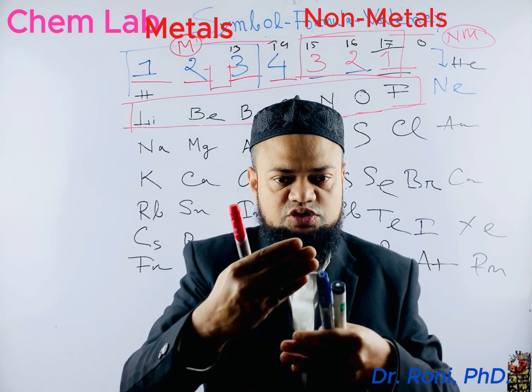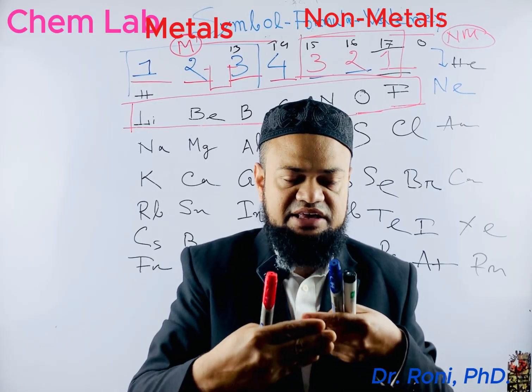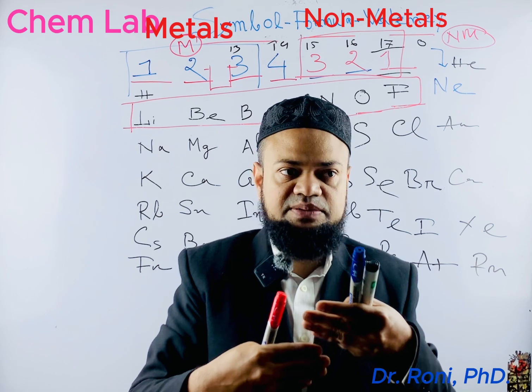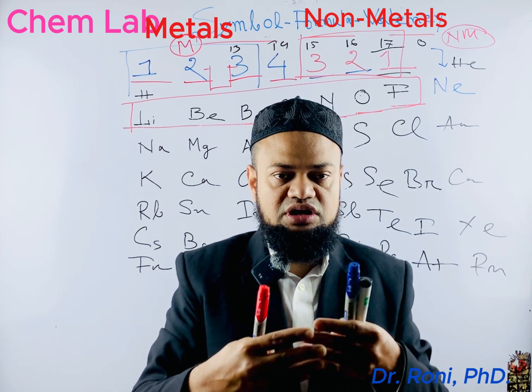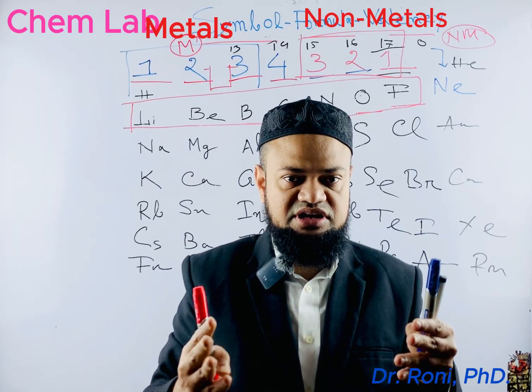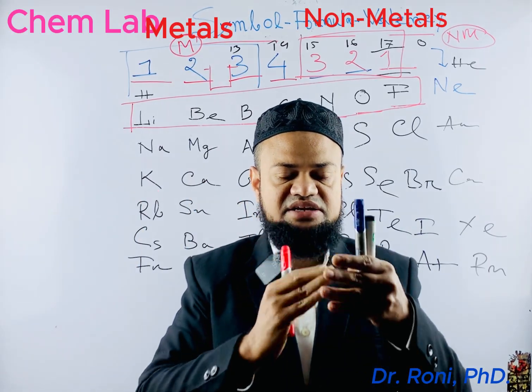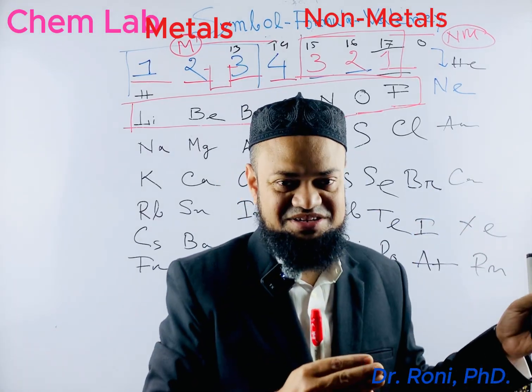Some elements behave like metal, some elements behave like non-metal. Sometimes they are metallic, sometimes they are non-metallic. So in a nutshell, we can say metal, metal, metal, metal and non-metal, non-metal, non-metal, non-metal.